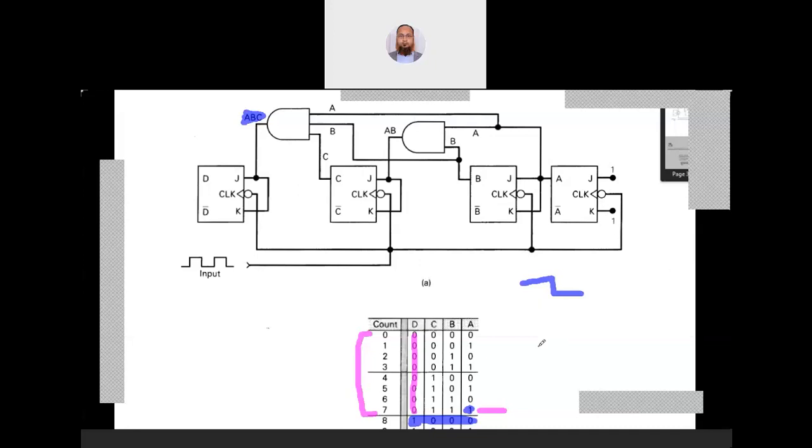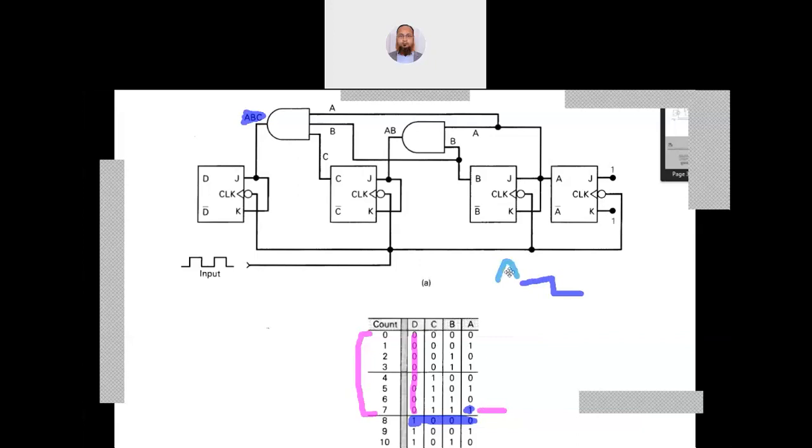So A was in the high state. Okay, so this is A. I'm just showing one diagram here, how all these states change. So the clock comes here. So this is the clock.